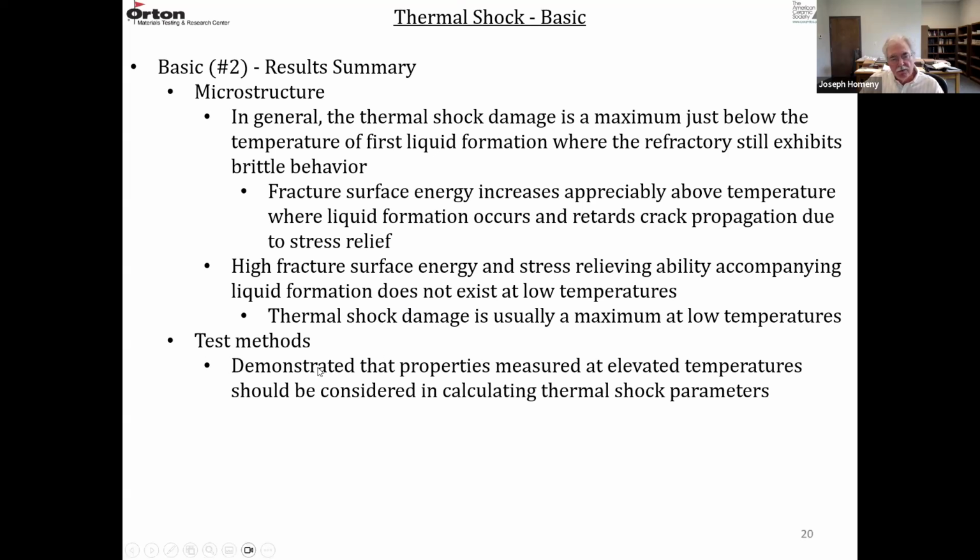So for the test methods, they demonstrated that properties measured at elevated temperatures should be considered in calculating the thermal shock damage parameters. So again, if you were trying to make a material that's thermal shock resistant by varying the microstructure, the most important property to measure is the work of fracture, in my opinion. Fracture strength is also important. And actually, measuring them as a function of temperature gives you the complete picture of what's happening in these materials.